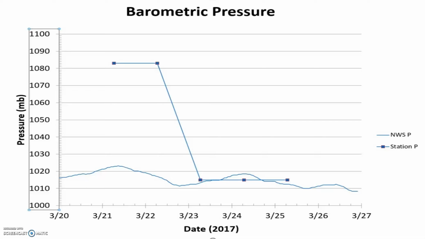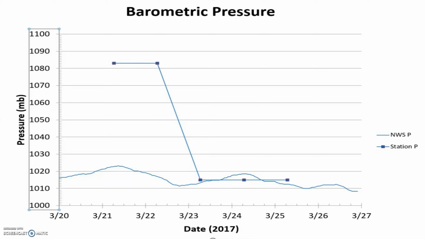So my first 2 recordings were both around 1,083 millibars. And then dropped down to 1,015 and remained there for the rest of the week. As you can see, the National Weather Service had much lower pressure starting out. It did dip down slightly, and if you averaged their last 3 days, it ended up at about 1,015. But on the third day of observations, the 23rd of March, they had 1,013.